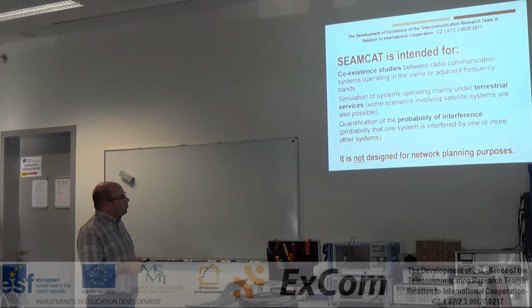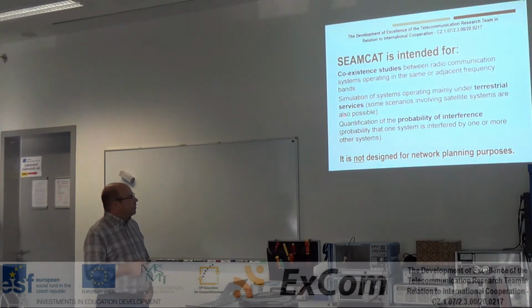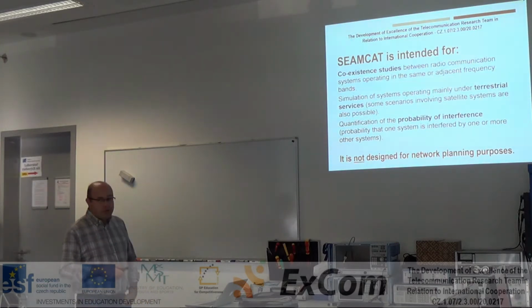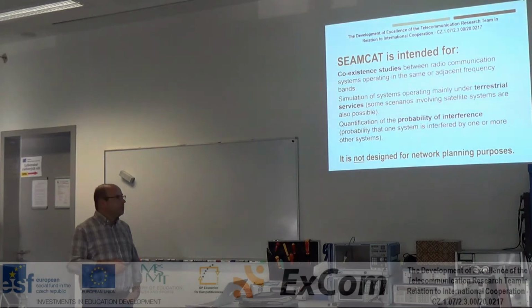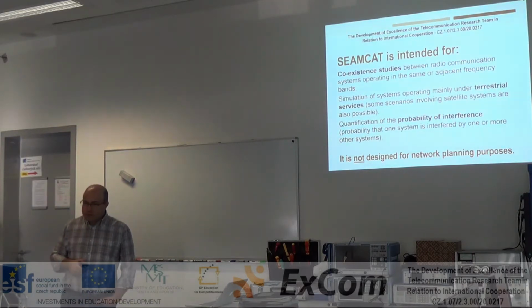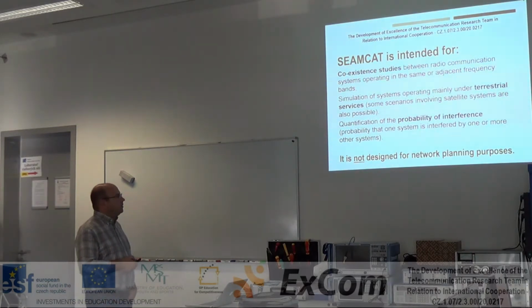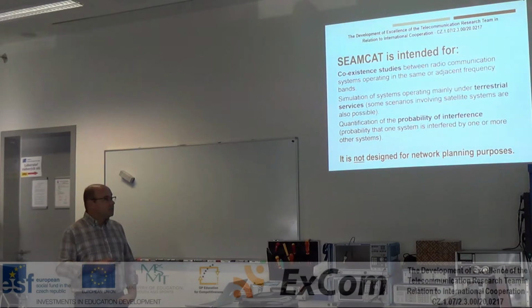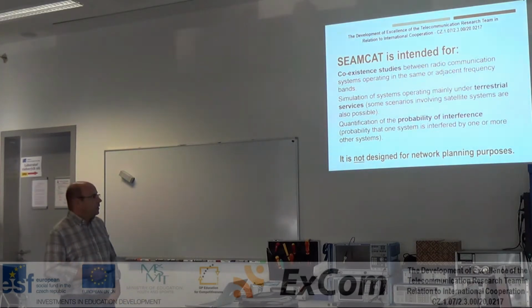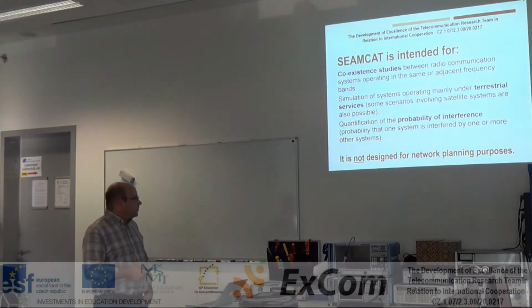Most of the systems are operating, and we can simulate systems mainly under terrestrial services, but we can also define scenarios involving satellite systems, fixed links. The software will give you a probability of interference, which is actually a number, and it means that this is the probability that one system is interfered by one or more other systems.